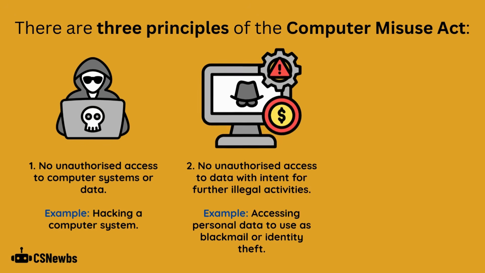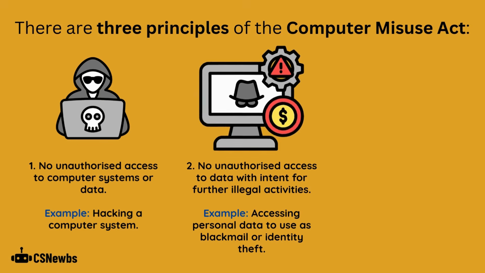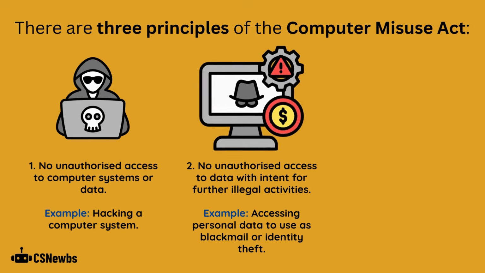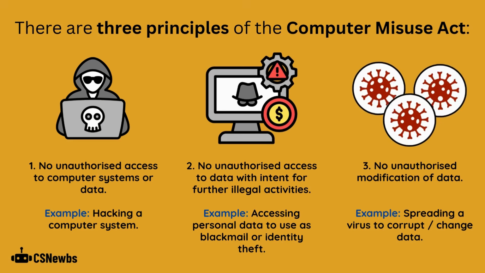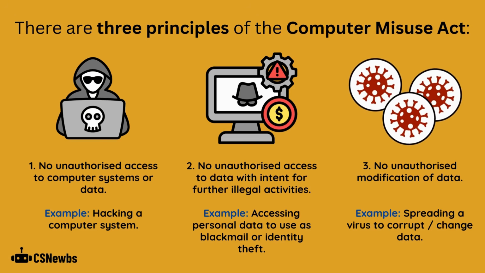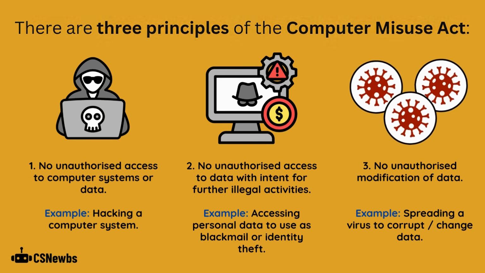The second principle is that there should be no unauthorized access to data with intent for further illegal activities, for example, accessing personal data to then use in blackmail or identity theft. The third principle is that there should be no unauthorized modification of data, for example, spreading a virus to corrupt or change data on a system.